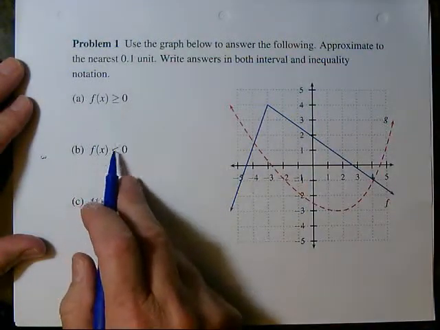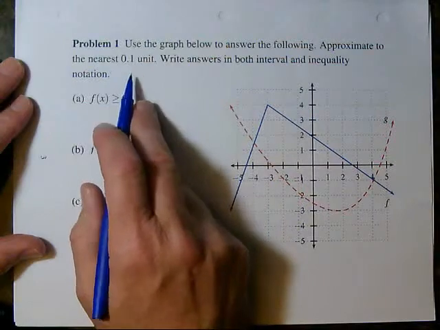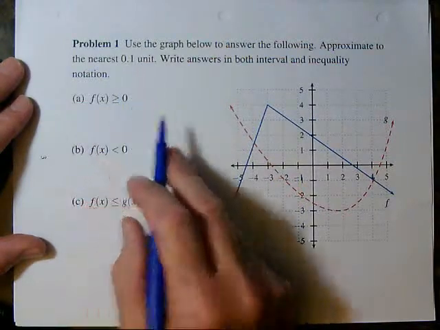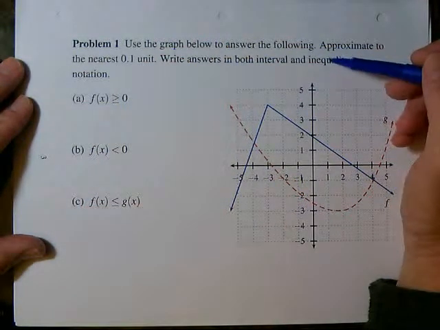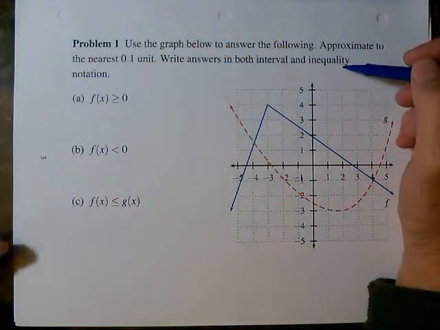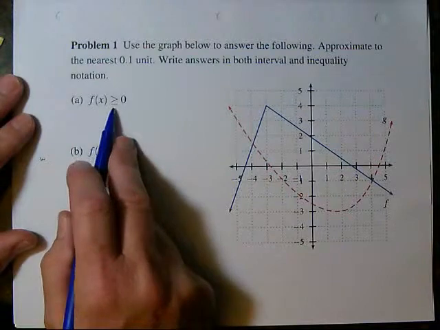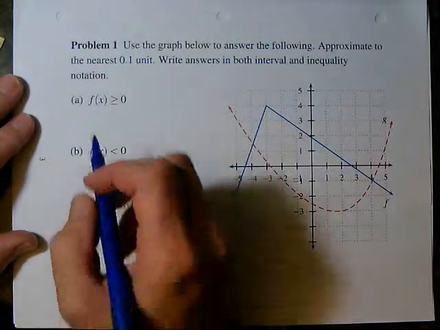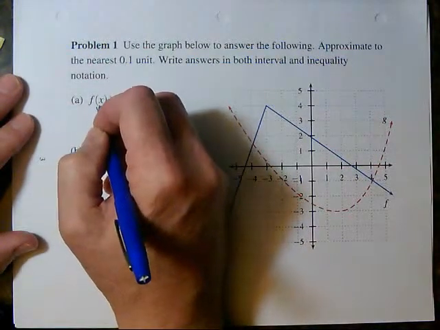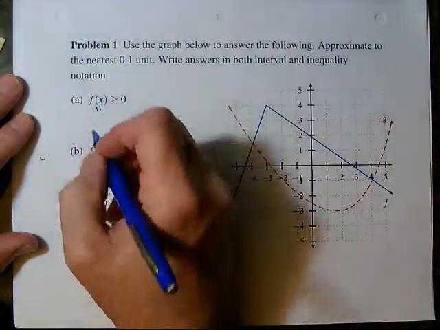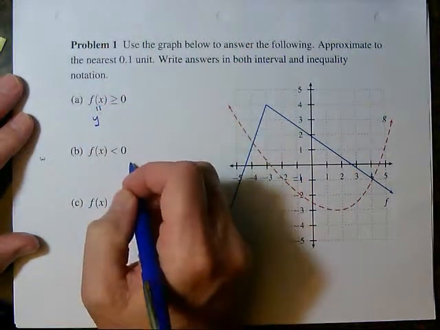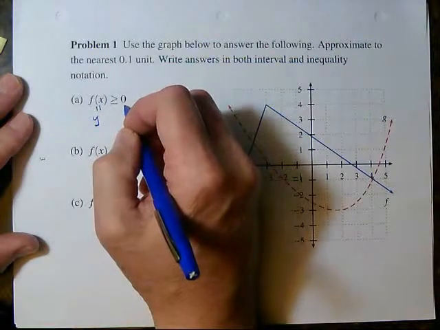We're going to try to approximate the solutions to each of these three inequalities to the nearest tenth unit, and we want to write both interval and inequality notation for our solutions just to get some practice. So the first inequality, f of x is bigger than or equal to 0. Well, remember that when you're dealing with a function graphed in the Cartesian coordinate sense, f of x gives you your y's.